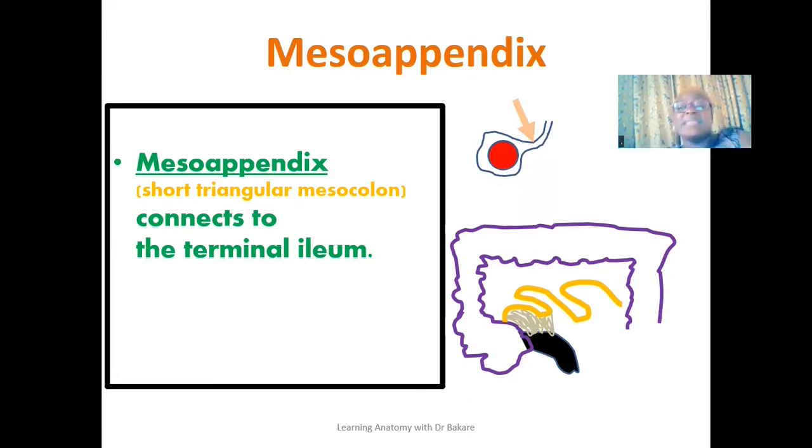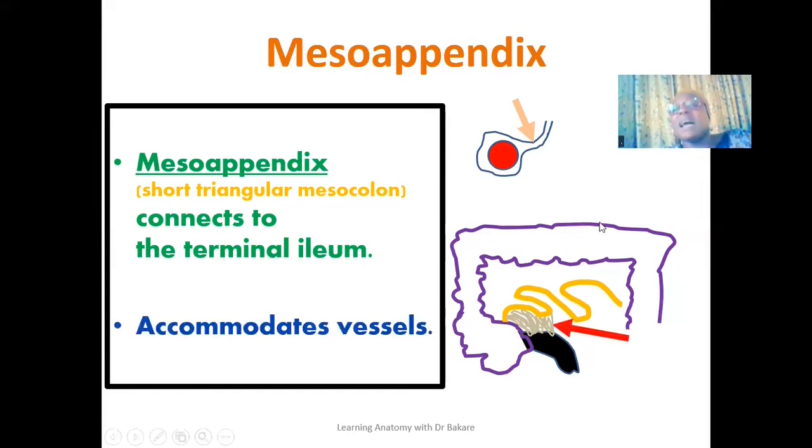For the appendix, it is different. It is not connecting the appendix to the posterior abdominal wall. You see it connecting the appendix to the terminal region of the ileum. And that is what is highlighted here and arrowed in red. And what this mesentery does is to help accommodate vessels, which include blood vessels, nerves, and also lymphatics. So if you try to cut through this mesentery, you see that within it, you have blood vessels, nerves, and also lymphatics that are going to be supplying the appendix.